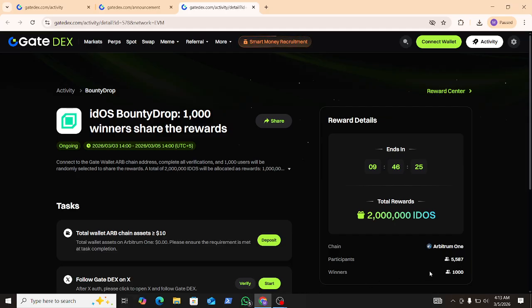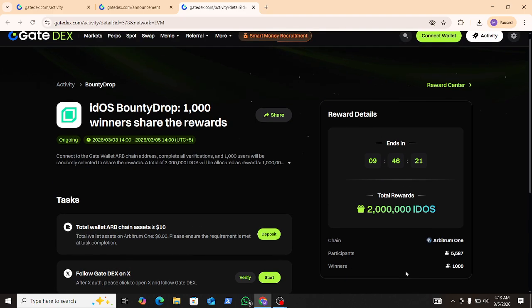85 winners, 1000. Reward detail in 9 hours 46 minutes 13 seconds. Total reward 2 lakh IDOS.